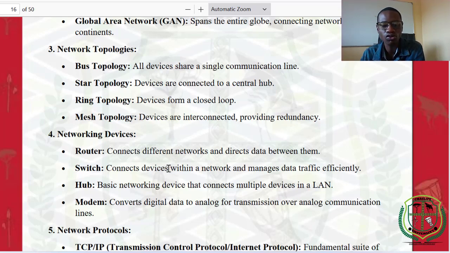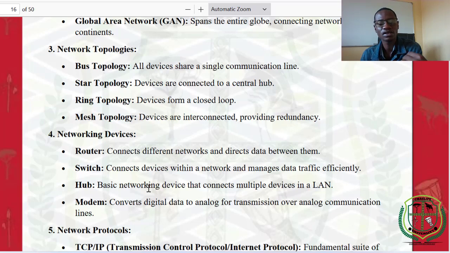The second is what we call a switch. A switch connects devices within a network and manages data traffic efficiently. It helps you manage the data efficiently. So that switch helps you to manage the network properly and efficiently.